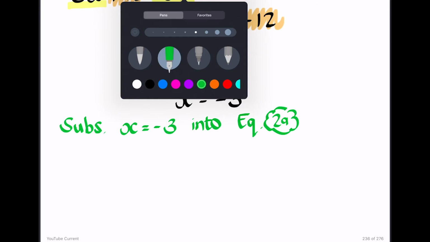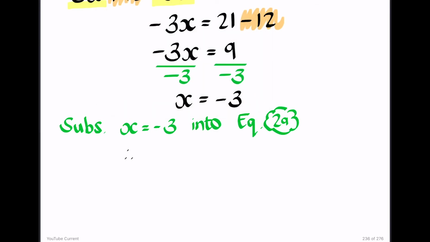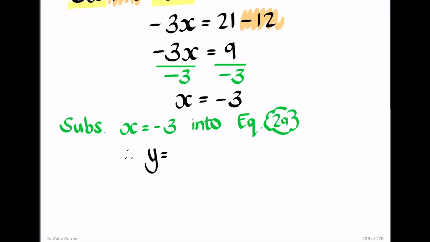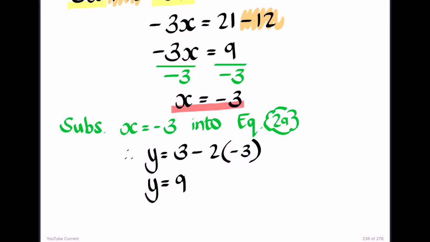So I can say, therefore, that y is equal to, if I look at equation 2a, 3 minus 2x. I'm going to have 3 minus 2 in place of the x, and I'm going to put what I just said x is equal to. So therefore, y is equal to 9. So you can see that I've solved for the x, and the x is negative 3, and I've solved for the y, which is positive 9.